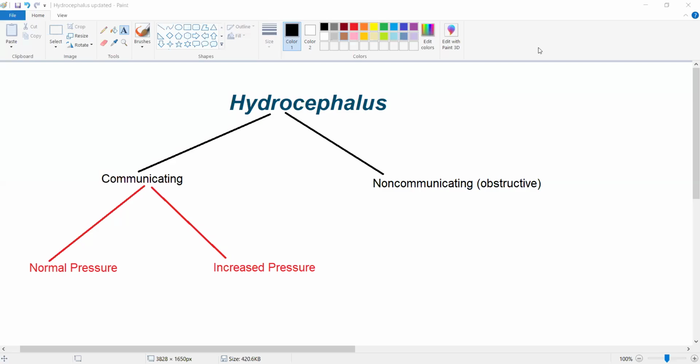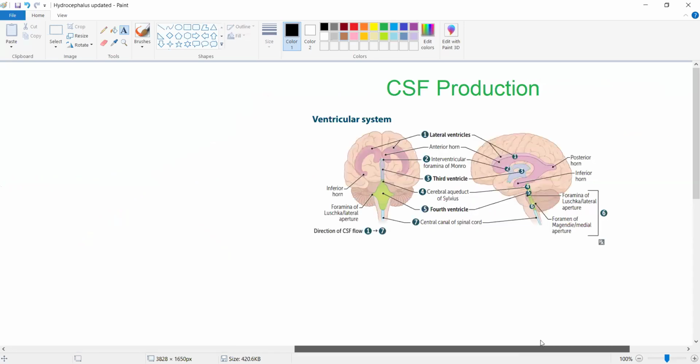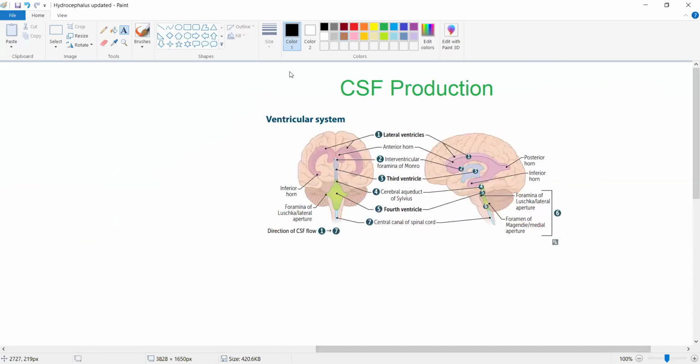Okay, so today we will discuss a very high-yield topic, that is hydrocephalus. Hydrocephalus and hydrocephalus are the same thing. Before discussing the types of hydrocephalus, we first discuss the production of CSF. CSF production takes place in the ventricles.